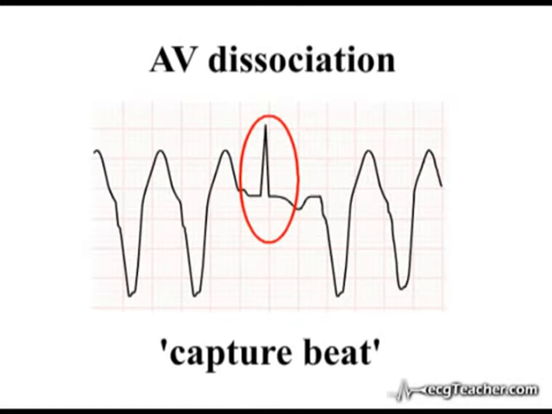The presence of evidence of AV dissociation is very reassuring in diagnosing a broad complex tachycardia as VT. By definition, if electrical events in the two regions are occurring independent of one another, then ventricular depolarization is not being driven from a supraventricular focus.